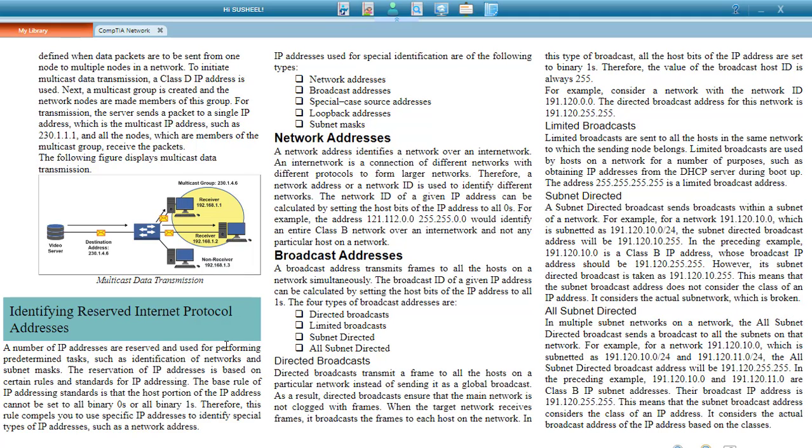The base rule of IP addressing standards is that the host portion of the IP address cannot be set to all binary zeros or all binary ones. Therefore, this rule compels you to use specific IP addresses to identify special types of IP addresses, such as a network address. IP addresses used for special identification are of the following types: network addresses, broadcast addresses, special case source addresses, loopback addresses, subnet masks.